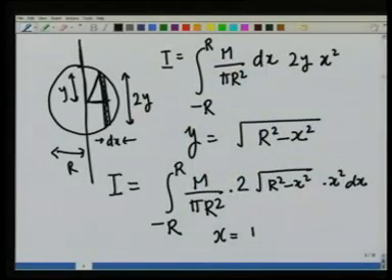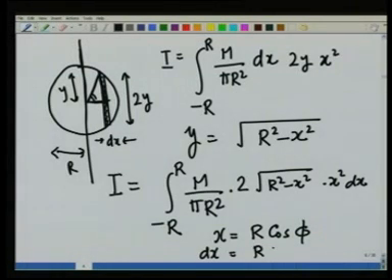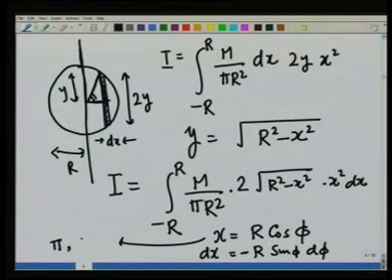Let me take x to be equal to r cosine of phi, that gives you dx is equal to minus r sine of phi d phi, and the limits for this are going to be, for minus r it is going to be pi, for x equal to r it is going to be 0. With this minus sign, the limits change.